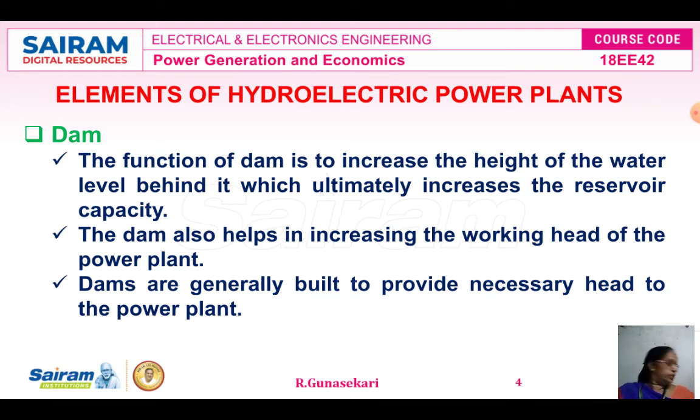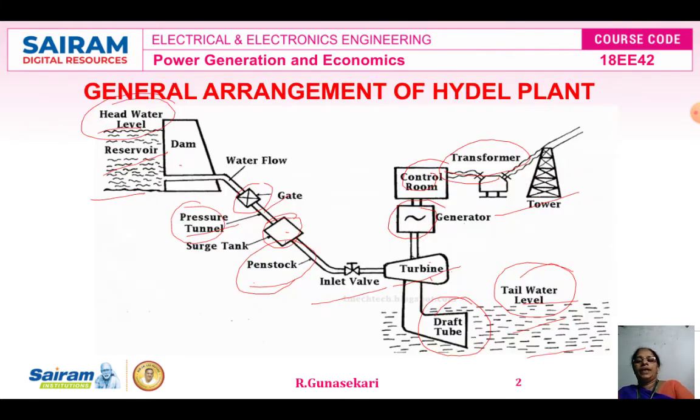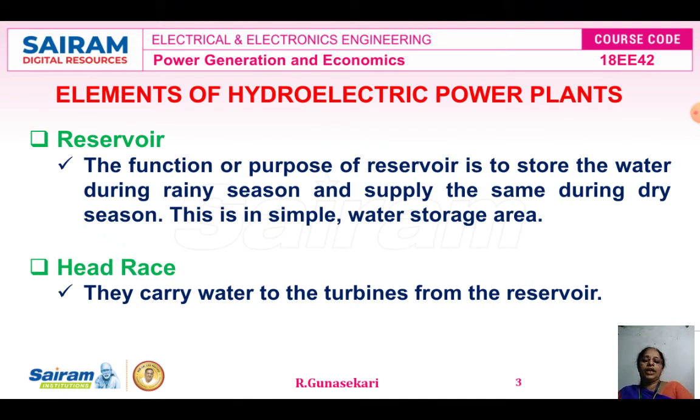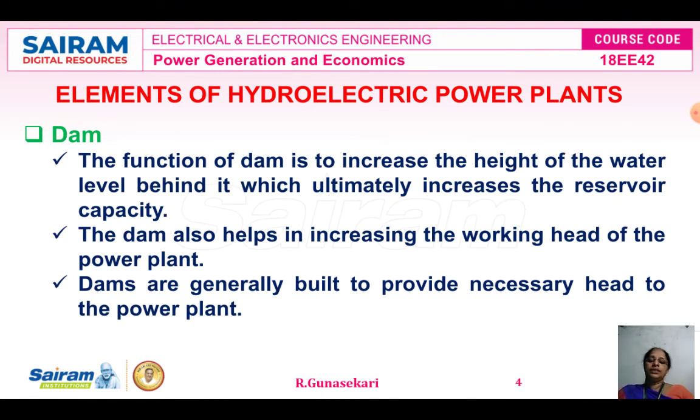For what purpose do we construct the dam? It is used to increase the reservoir capacity. Now you see the dam is constructed after the reservoir. So why do we construct a dam in the hydroelectric power plant? To increase the reservoir capacity. It also helps to increase the working head of the hydroelectric power plant. Generally the dam is built to provide the necessary head to the power plant.